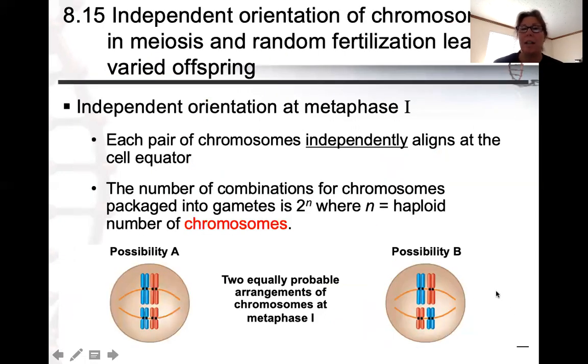I already mentioned independent assortment, so this is showing you a side-by-side comparison. I could have put dads all on one side, I could have put moms all on one side, or I can flip them the other way. So there are multiple combinations when you have, think about it, 23 pairs down the middle of how they can be on different sides to get you different variations of those eggs and sperm.